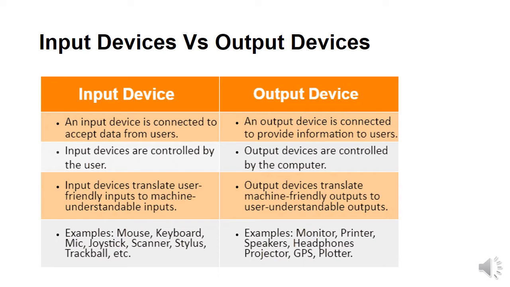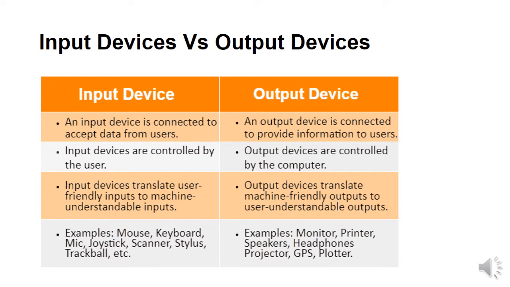Output devices translate machine-friendly outputs to user-understandable outputs. After using an input device to enter data inside the computer, data has been converted into binary language so that the computer understands what it is. After processing, machine language must also be converted into human language. This is the job which is done by output devices.